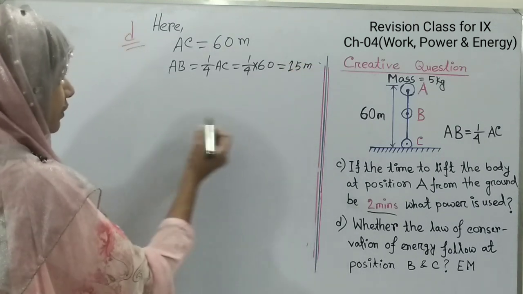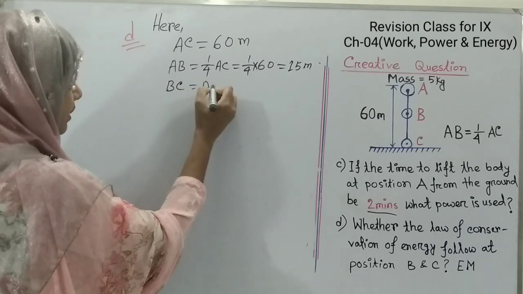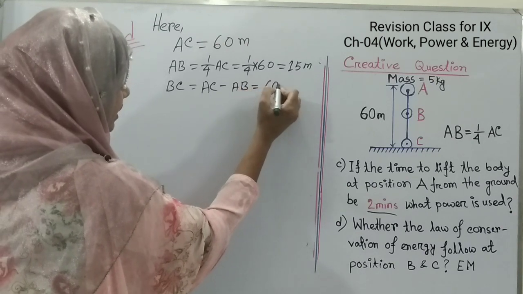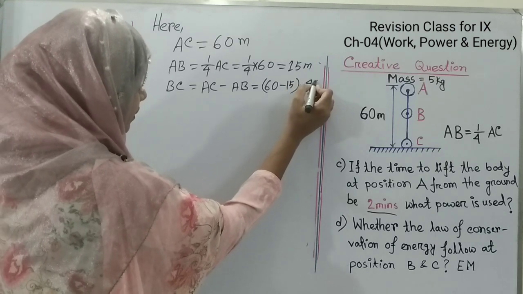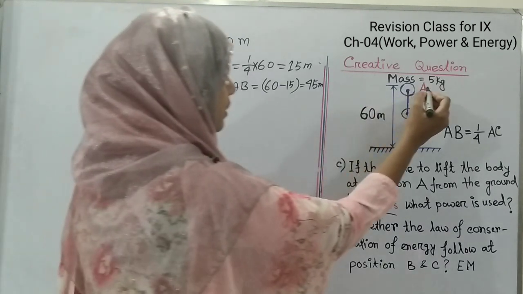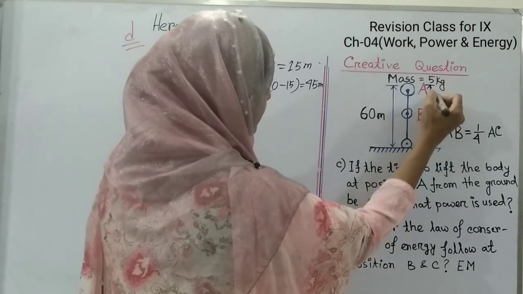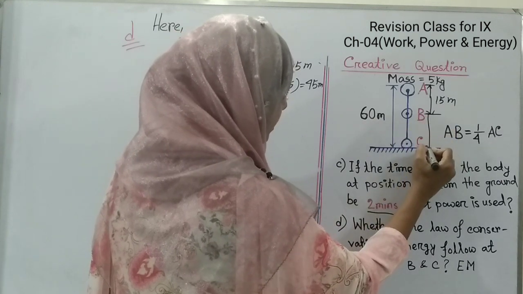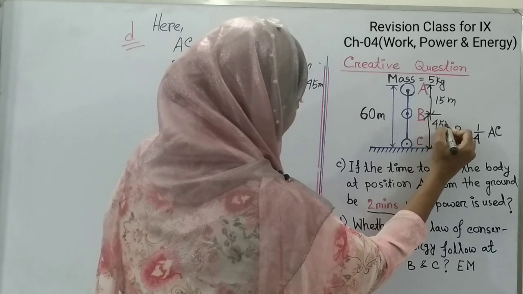meter. So we can easily write that BC equals AC minus AB, which is 60 minus 15 equals 45 meter. So here AB means A to B, the distance is 15 meter, and B to C, the distance is 45 meter.